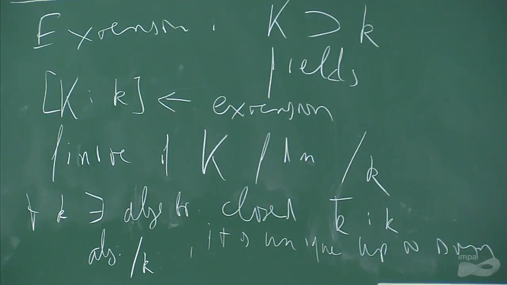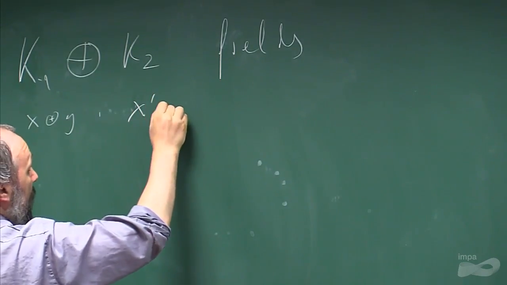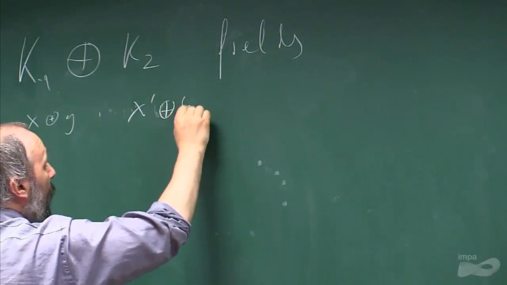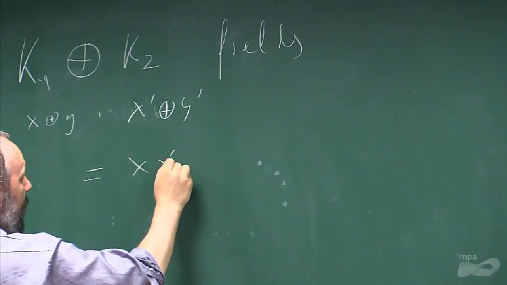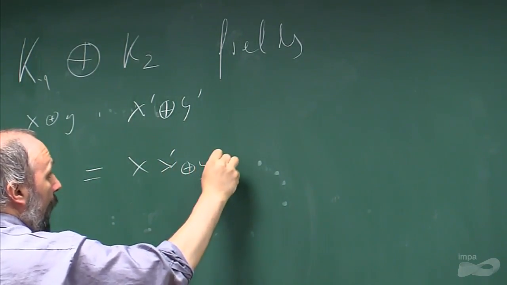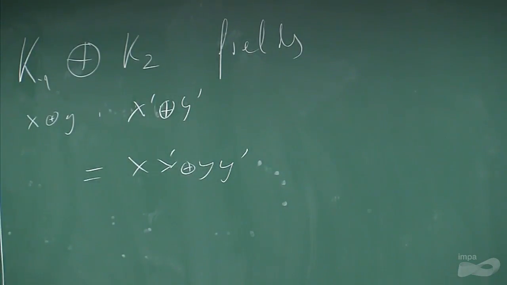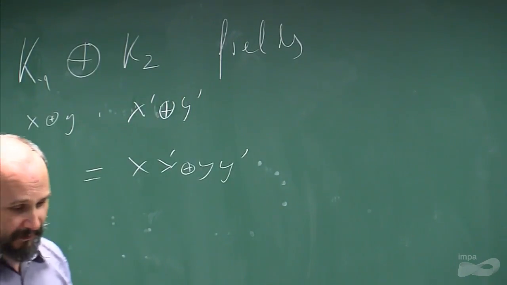So if you have K1 and K2, two fields, there is a way of making this into an algebra. You take x plus y, and you multiply it by x prime plus y prime, and you obtain x times x prime plus y times y prime. This is a very natural operation. You just add them term-wise, multiply them term-wise. It's a very natural operation.